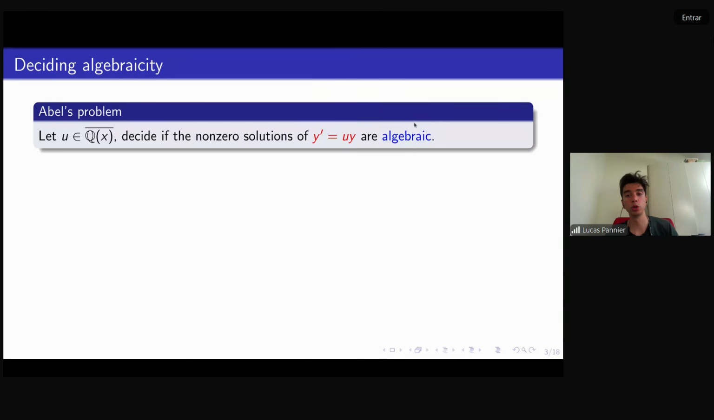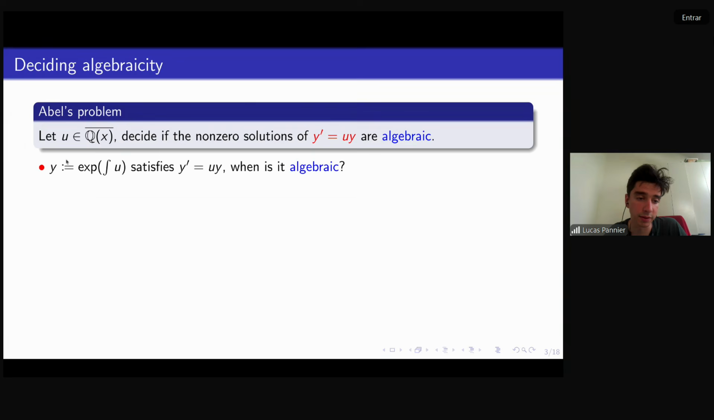Okay, so the question was actually asked by Abel already. If we consider a power series u algebraic over Q(x), so this is what this bar means here, can we decide if the non-zero solutions of the differential equation y' = u y are algebraic? The first remark on this problem is that this differential equation is satisfied by a very specific function, which is the exponential of the integral of u. And so we are wondering when this expression is algebraic.